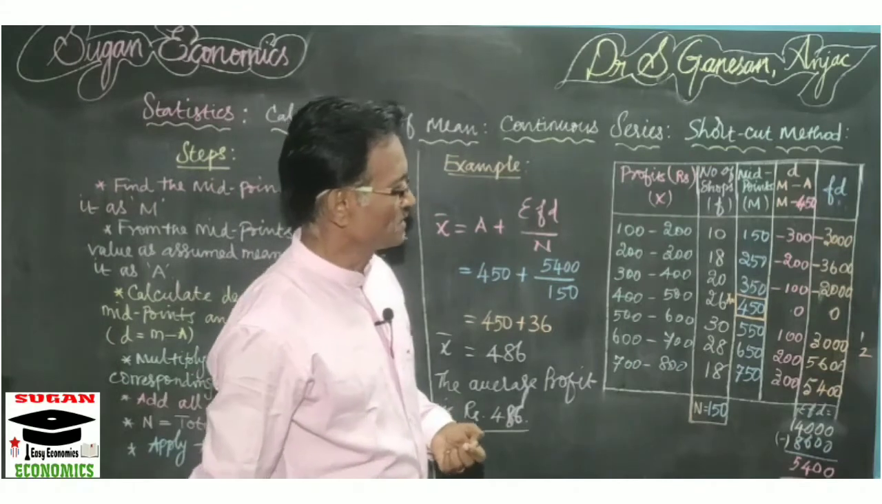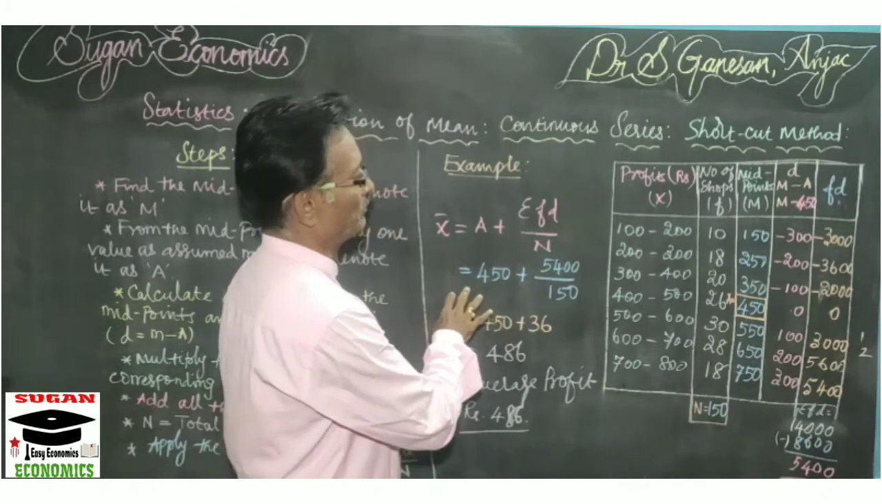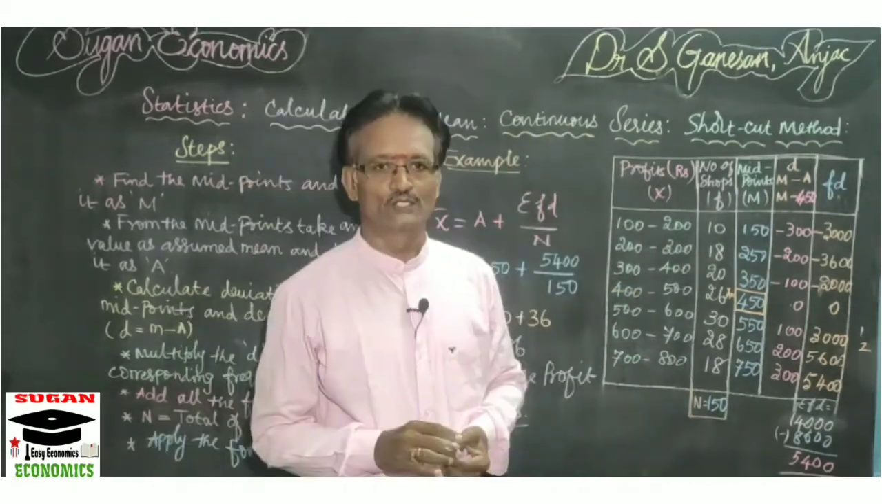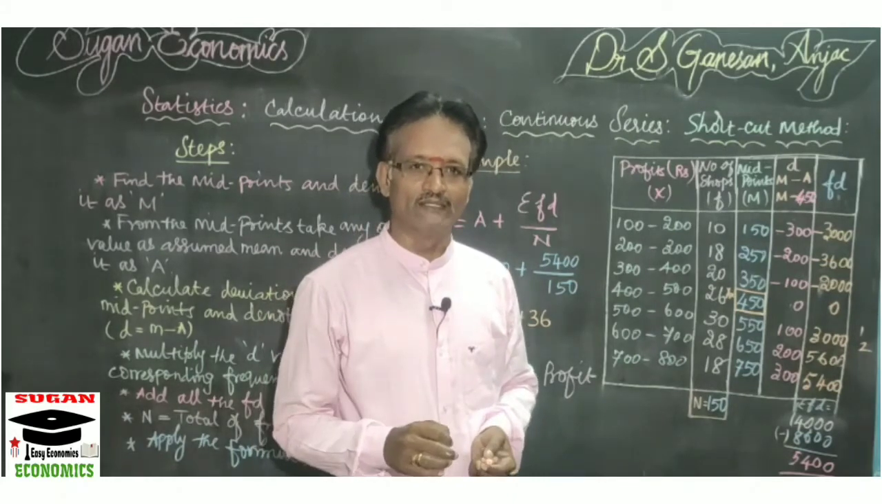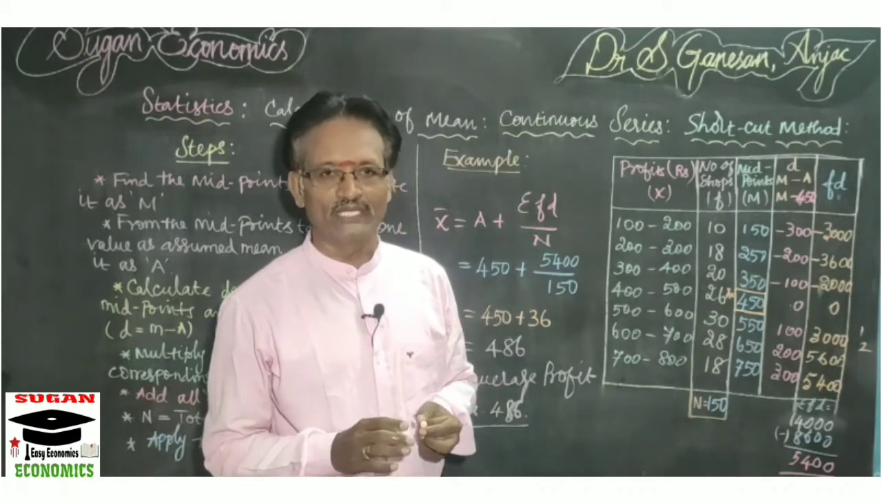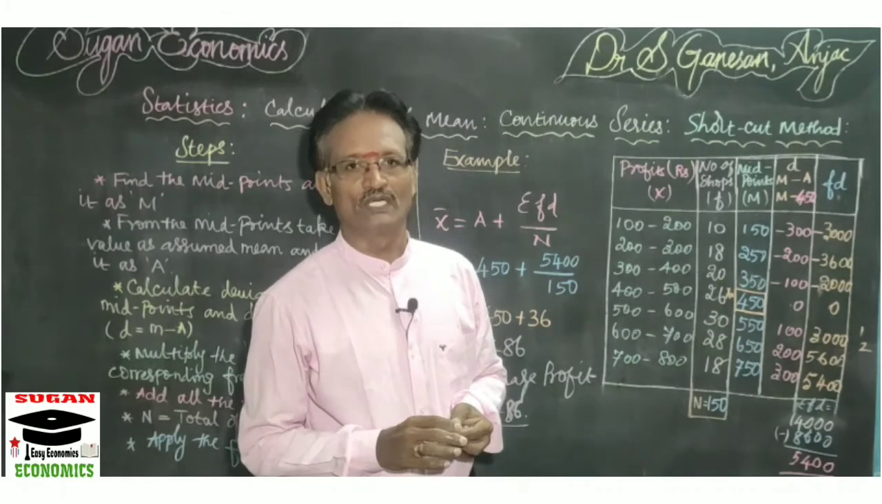Are you clear, friends? So this is the way we can calculate the arithmetic mean for a continuous series with the help of the shortcut method. Dear students, I have explained the calculation in a very simple manner. So kindly go through the video very carefully and understand the calculation of arithmetic mean for continuous series with the shortcut method.